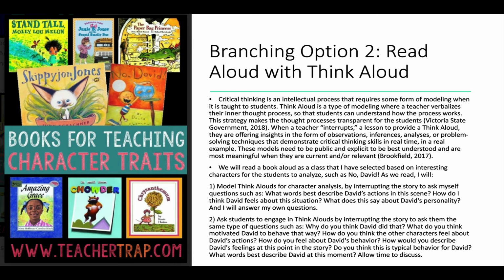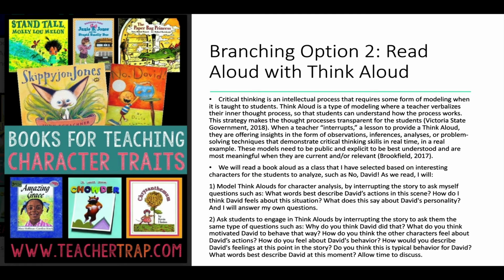When a teacher interrupts a lesson to provide a think aloud, they're offering insights in the form of observations, inferences, analyses, or problem-solving techniques that demonstrate critical thinking skills in real time, in a real example. These models need to be public and explicit to be best understood and are most meaningful when they are current and or relevant. We will read a book aloud as a class that I've selected based on interesting characters for students to analyze, such as No, David.